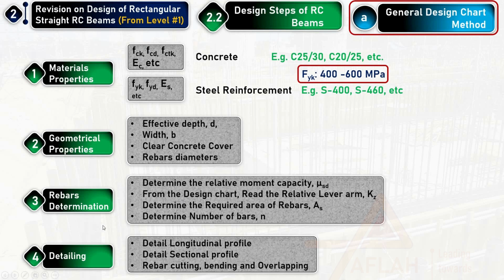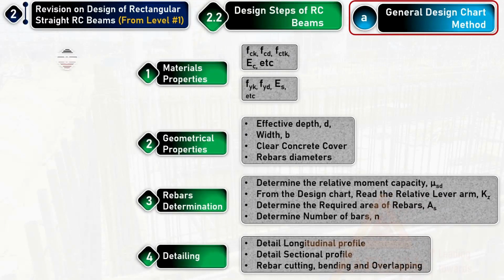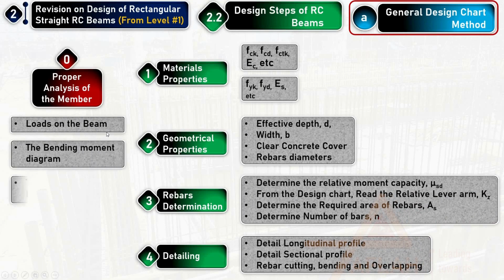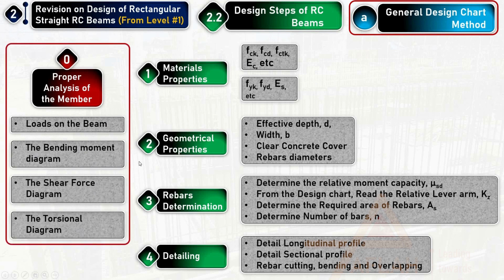However, before doing all these, there is one critical step that you have to perform. That is the analysis part. These are the design part. In the analysis part, you need to determine the loads on the beam, the bending moment diagram, the shear force diagram, and the torsional diagram if there is torsion. We will deal with this one in the third chapter. However, we will deal with these 2 parts in this chapter.